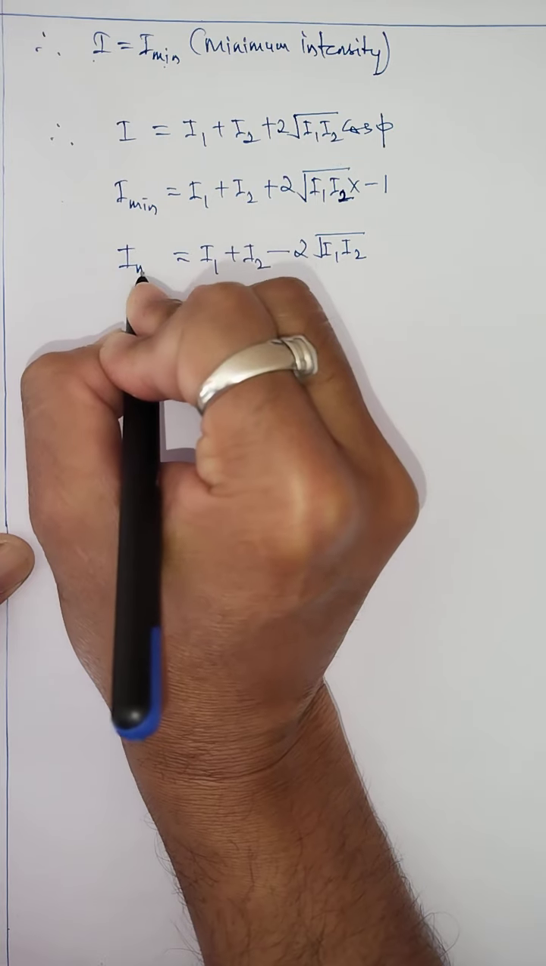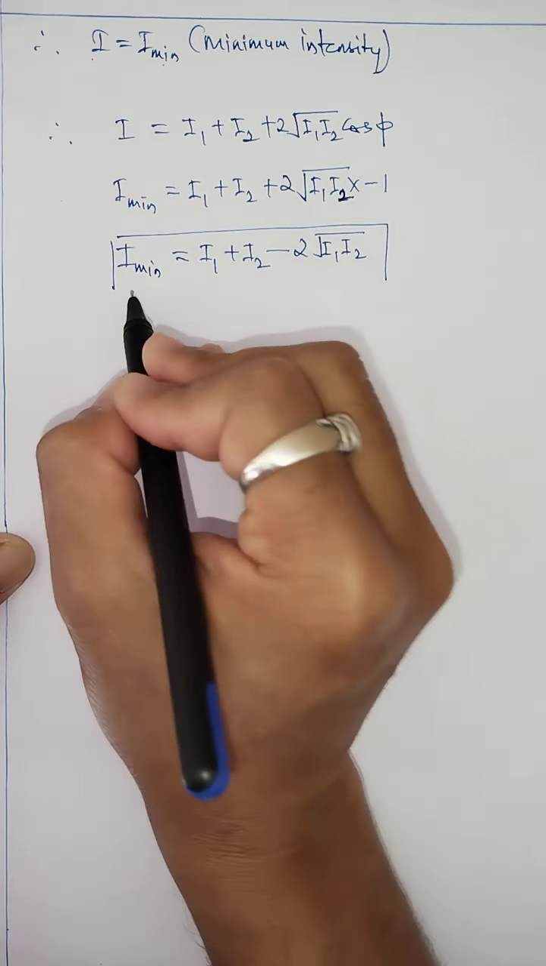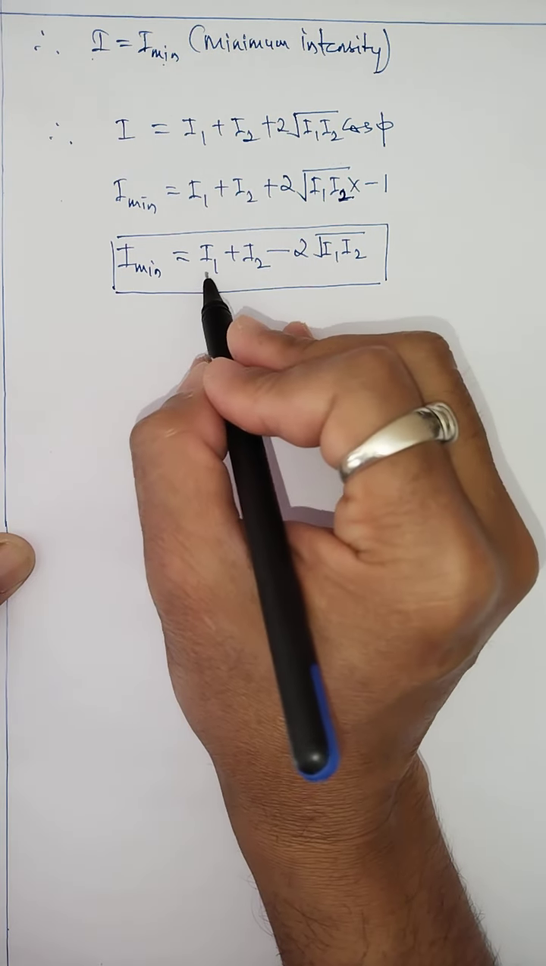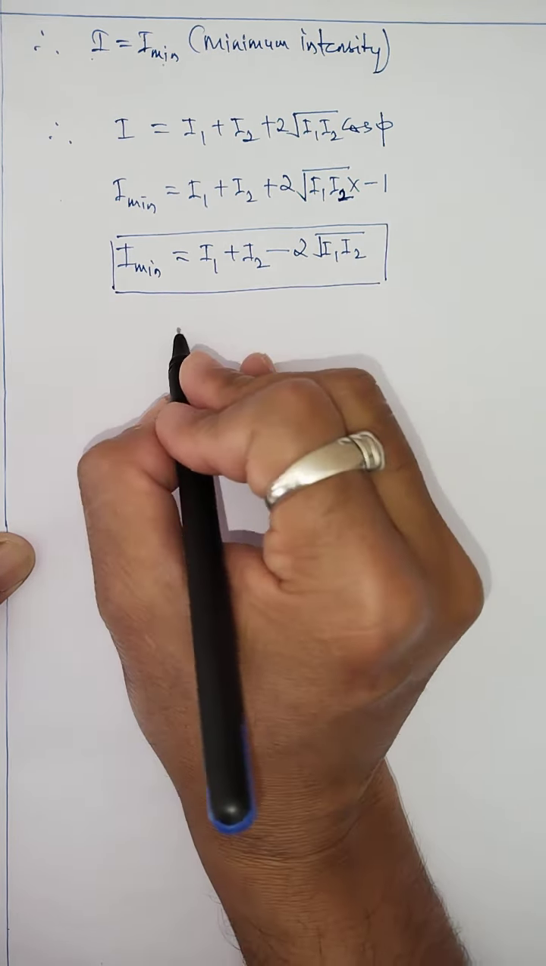So now see, your minimum intensity can also be written as I minimum equals I1 plus I2 minus 2 square root of I1 I2. But children, I write the same relation as square root of I1 whole square plus square root of I2 whole square minus 2 square root of I1 and square root of I2.